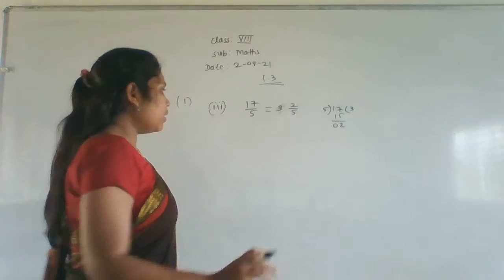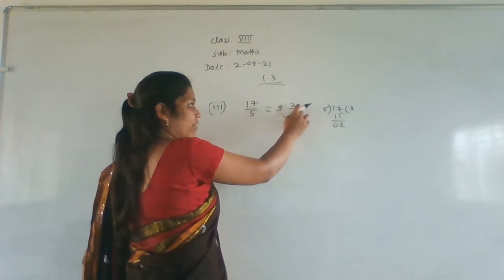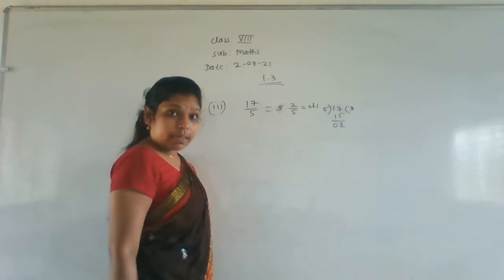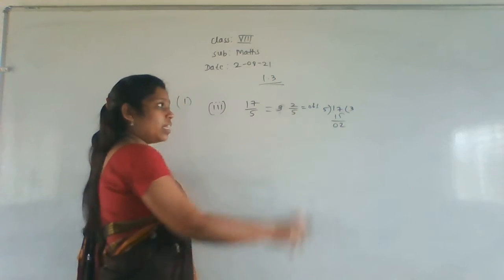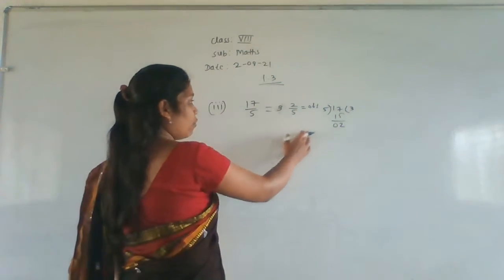Yes, see here. Okay, 3 integer 2 by 5. Only consider the 2 by 5. It is between which values? 0 and 1 only, right? Because 2 by 5 is nothing but 0.4 we will get. So that 0.4 is between 0 and 1 only.